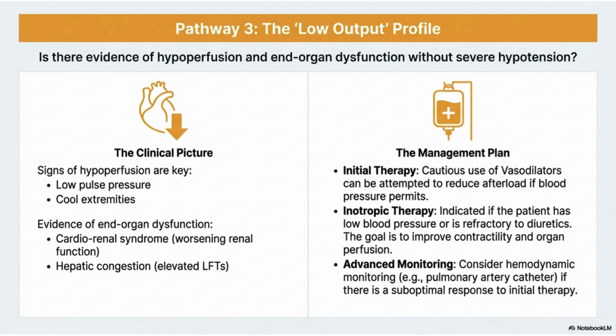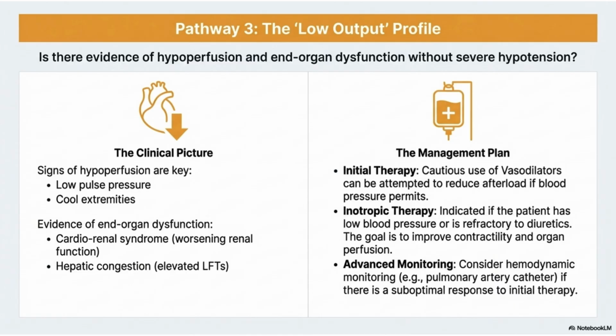We might start with cautious vasodilators if their blood pressure is still high enough to try and reduce afterload. But there's a major escalation point here. There is. If the patient has low blood pressure, or if they're just not responding to diuretics because their circulation is too sluggish, we have to introduce inotropic therapy.